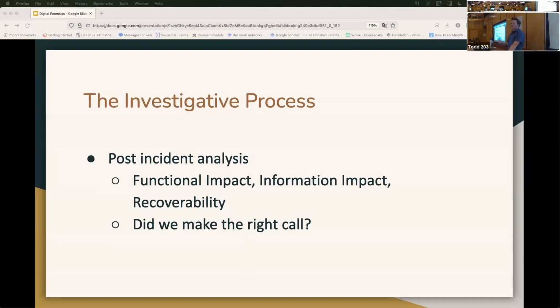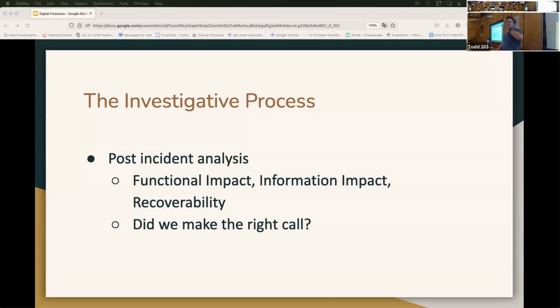For us, as the consulting firm, we need to do our post-incident analysis. We need to go back through and say, did we prioritize correctly, right? If it was actually an information impact and we decided to prioritize the hardware systems, we didn't do our job as well as we could have. Did we perform as expected? Did we make the right call, right?